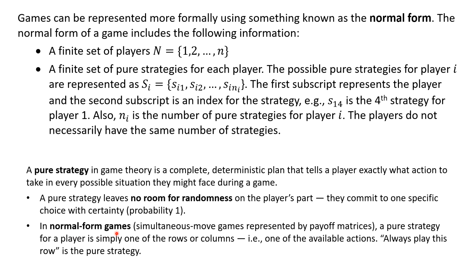In normal form games, simultaneous move games represented by payoff matrices, a pure strategy for a player is simply one of the rows or one of the columns, i.e. one of the available actions. Always play this row or always play that column. Okay, so there's a few more characteristics of a normal form, and I have that on the next slide.